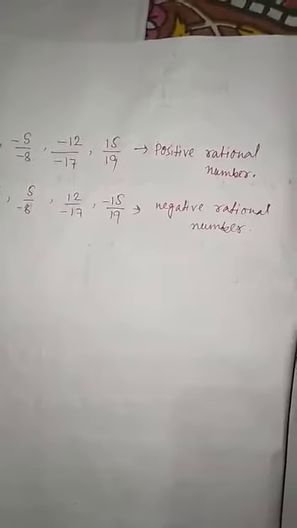So any rational number in which the numerator and denominator have opposite signs is a negative rational number. Clear?